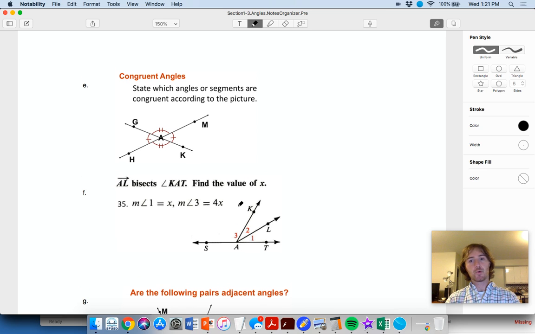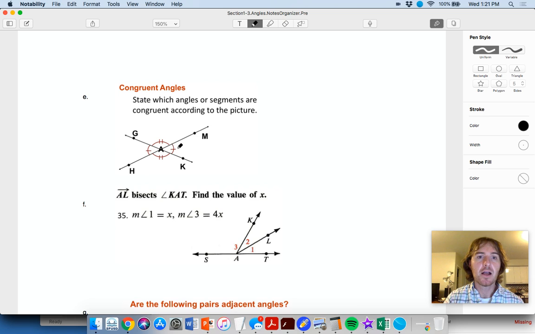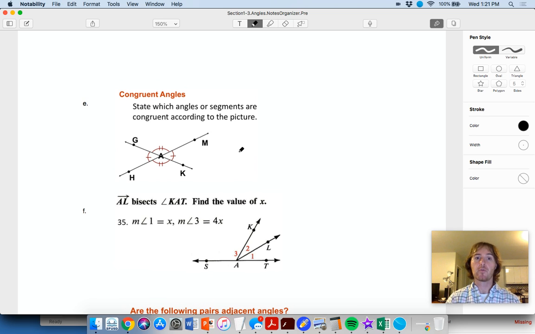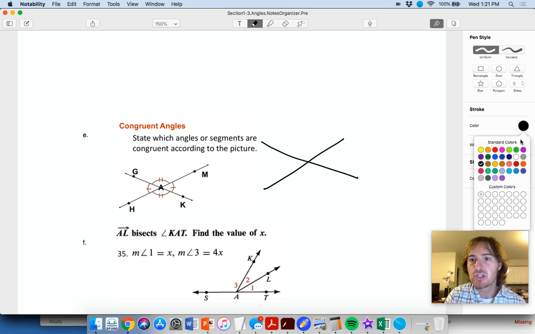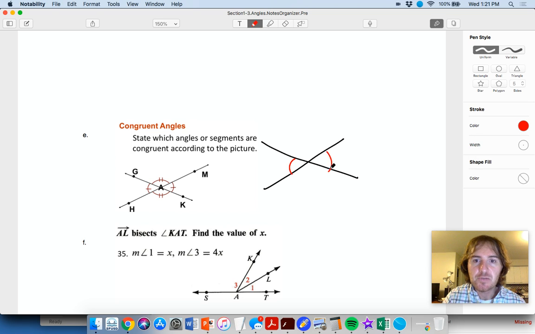Last two questions. I'll just quickly bust through them. We got this question here. State which angles or segments are congruent according to the picture. Again, look at your tick marks, or sometimes the way they'll do it in the book is just number of arcs. Let me show you another way that they might do this. If they do this right here, they mean that that angle is congruent to that angle because it has one arc. They also might do this. Just giving you a heads up. Two arcs means that these two angles are given to us as congruent in the textbook. What most people write it out as is this, with the tick marks here, okay?